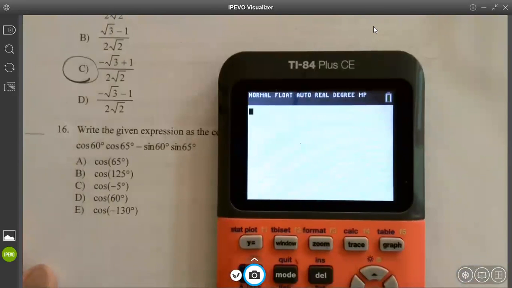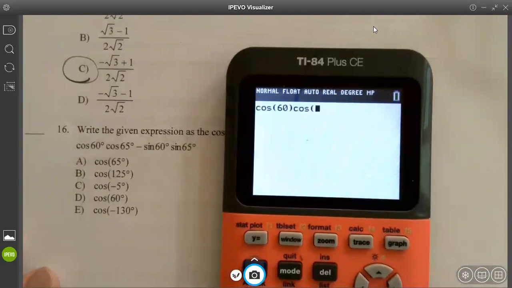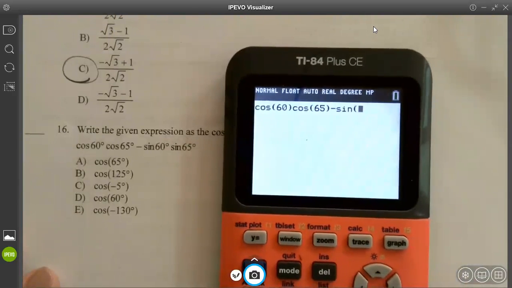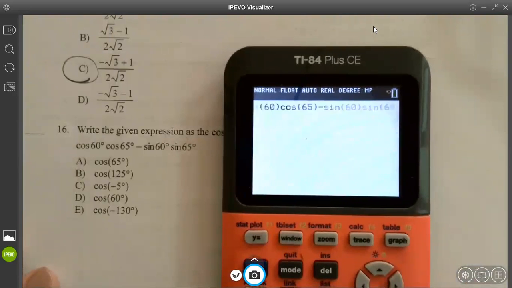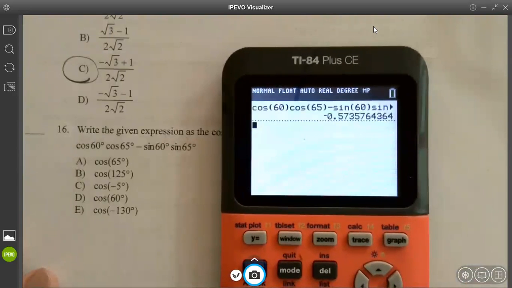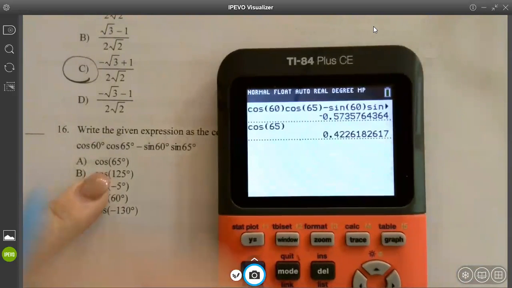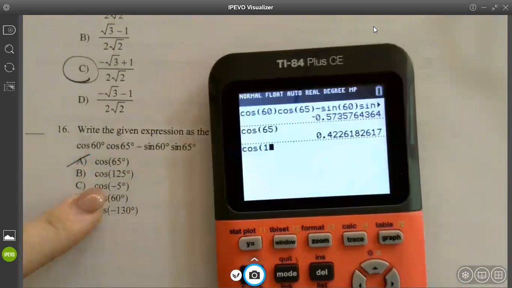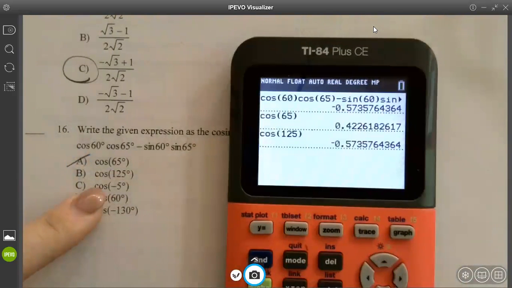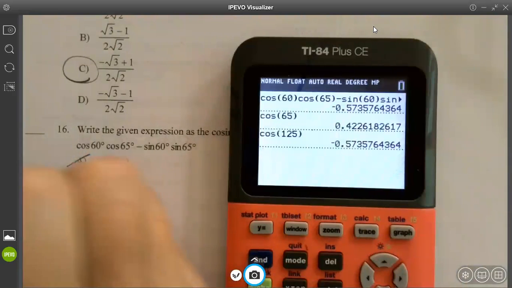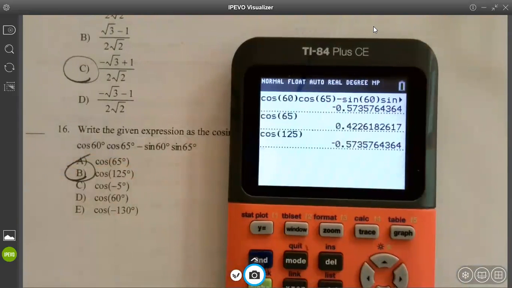16, you could use a formula for, or what could you do? Yeah, so cosine 60, cosine 65, minus sine 60, sine 65 gives me this decimal. And then I can go plug these in. Cosine 65. Is that the same decimal? Oh, cosine 125. Yes, that's your answer. Move on.